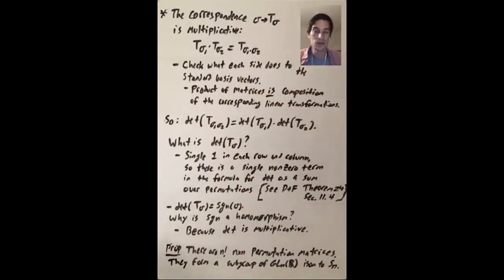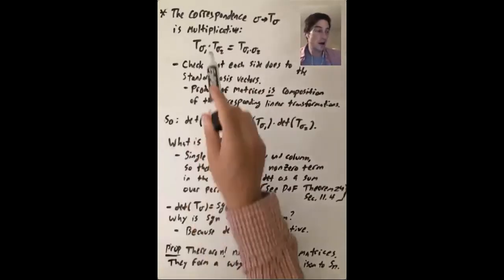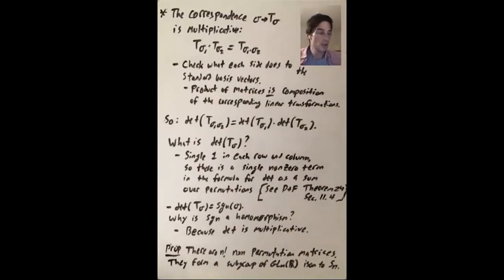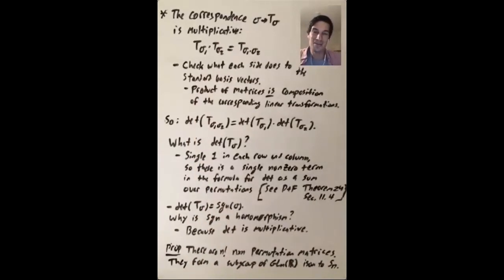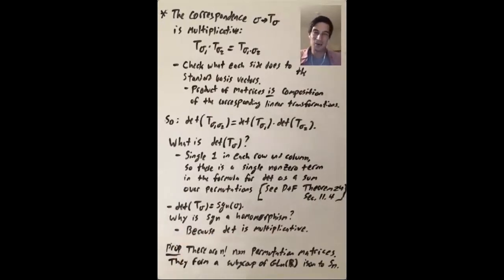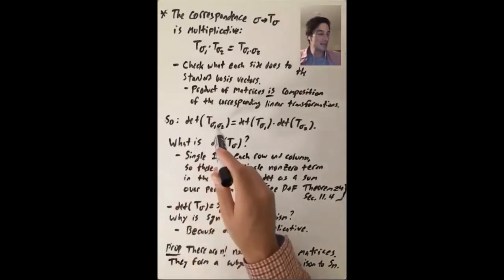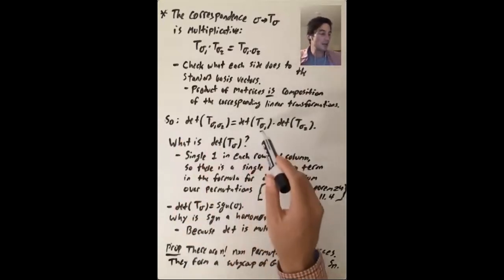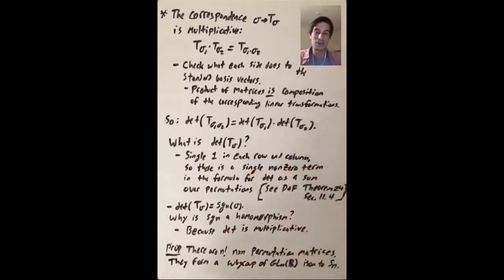How do you see that this is true? Just check what each side does to the standard basis vectors. If they send the standard basis vectors to the same place, then they are the same linear transformation. Or if you think about it in terms of matrices, you also want to note that the multiplication of matrices is the composition of the corresponding linear transformations. OK, so what does that mean? Well, if you take the matrix corresponding to sigma1 sigma2, the determinant of T sigma1 sigma2 is the determinant of T sigma1 times the determinant of T sigma2.